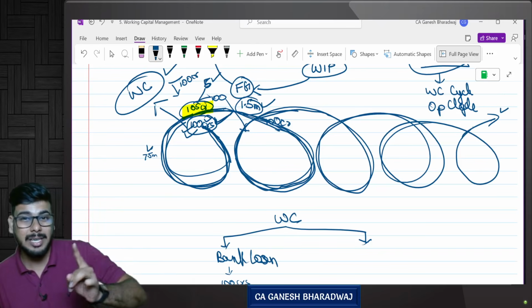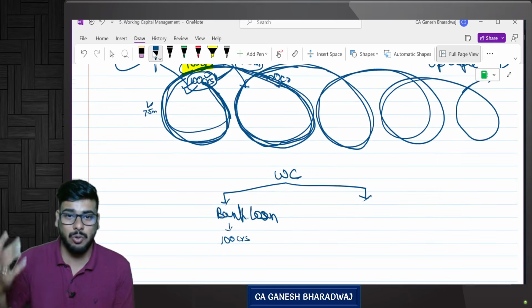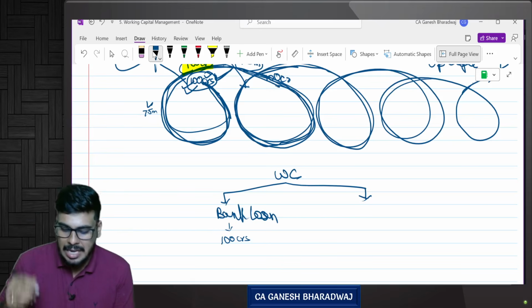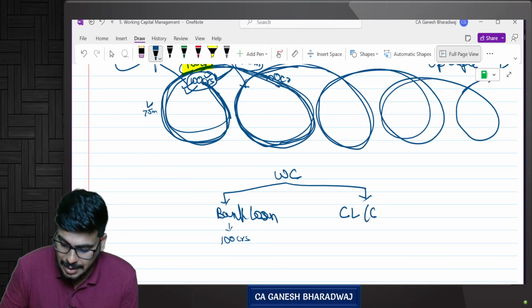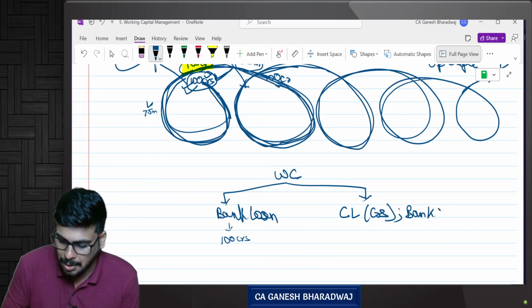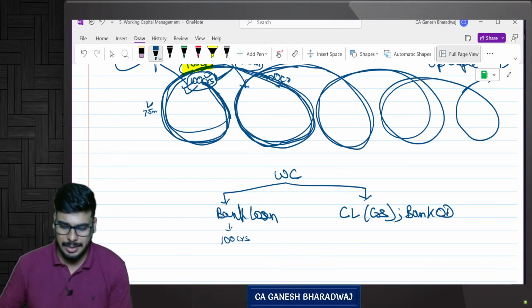Now, what is the alternate source? What is another source for financing your working capital? This could be your current liabilities, that is trade creditors or bank OD, etc. Short-term borrowings, etc.